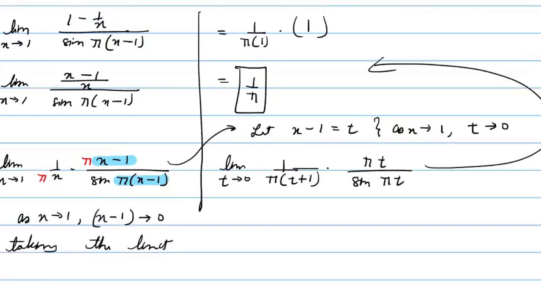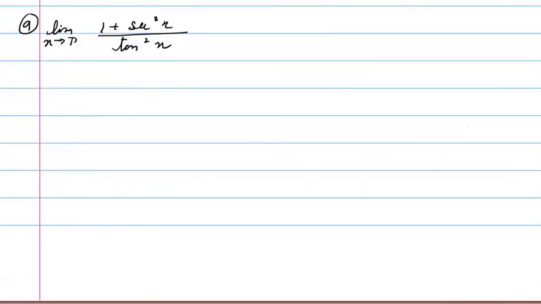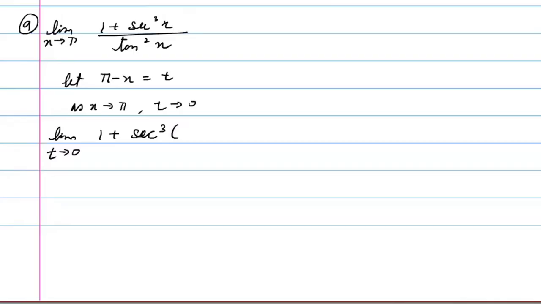Yeah. And this is tan square x. So if I take, let pi minus x be t, so as x tends to pi, t will tend to 0. So you get limit t tends to 0, 1 plus sec cube. What will be x? x will be pi minus t. And here you have tan square of pi minus t.